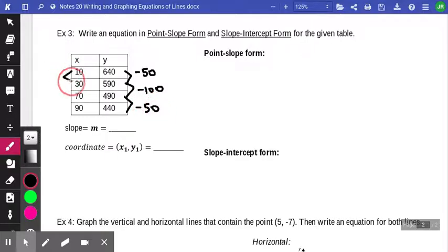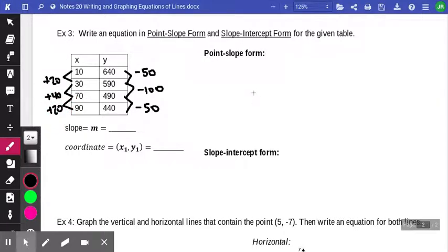From 10 to 30, now we're looking at our change in x's. From 10 to 30, we are adding 20. From 30 to 70, we are adding 40. And from 70 to 90, we are adding 20.